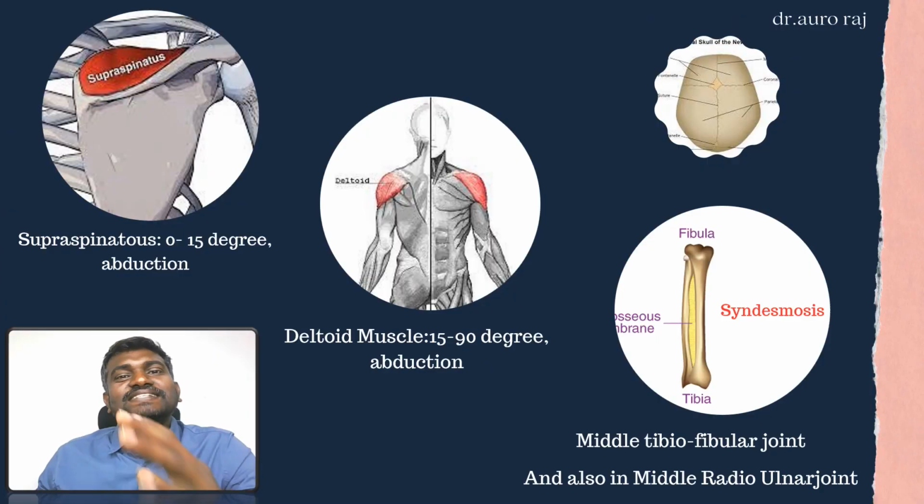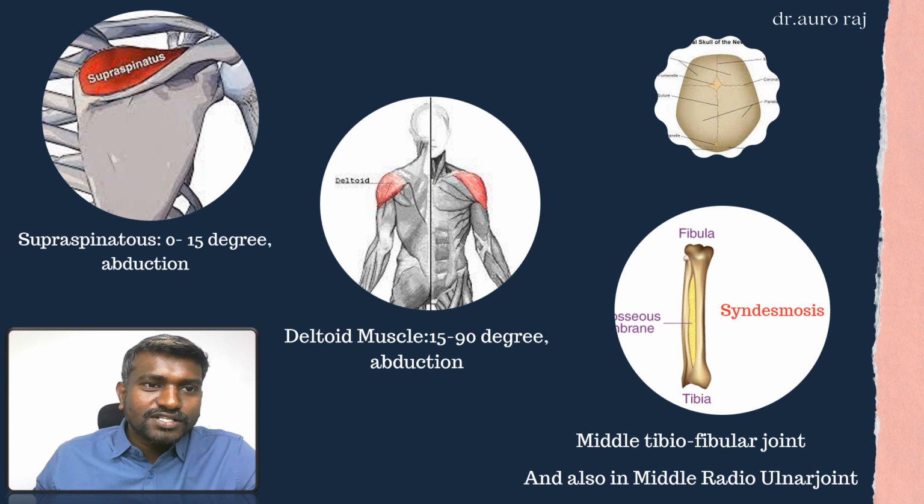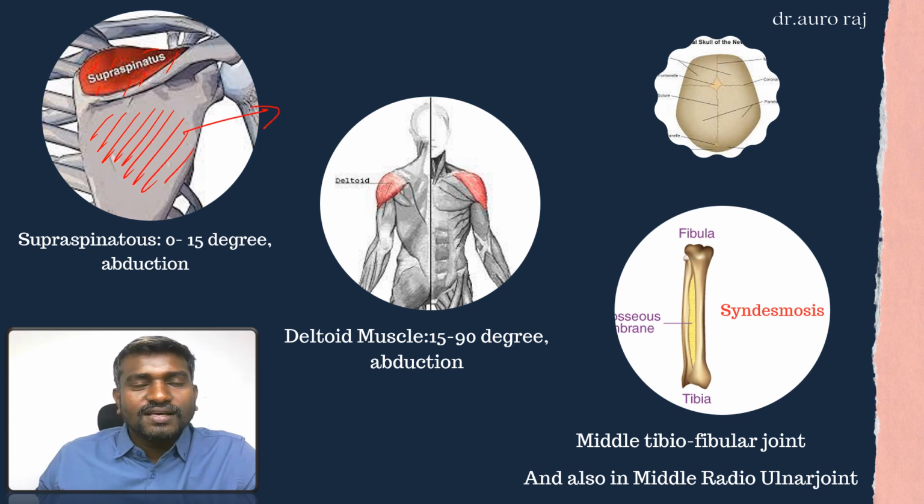Now let's revise the important muscles and the joints. The muscle over here is called what? Supraspinatus. And if the examiner shows you a muscle at this region, this is going to be infraspinatus.